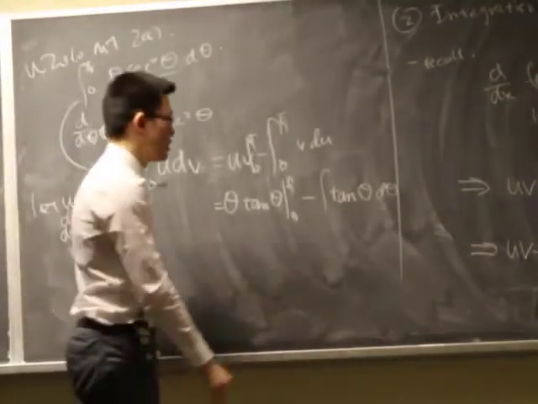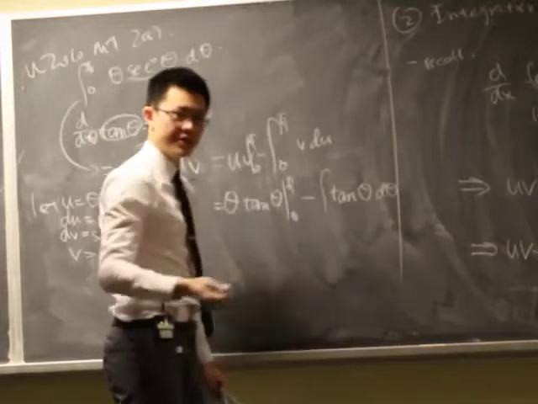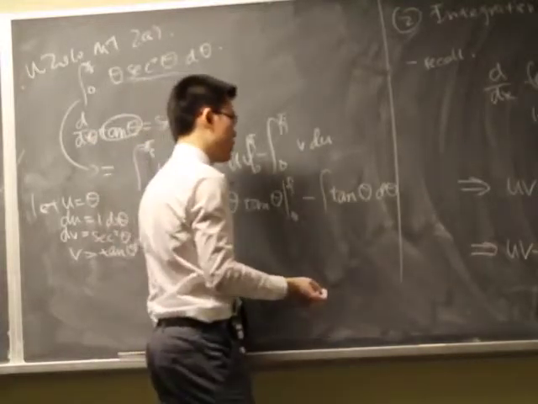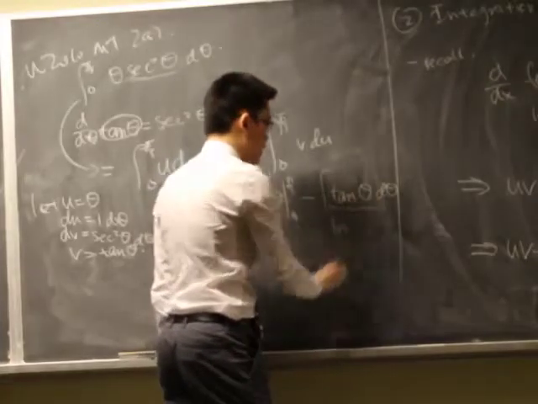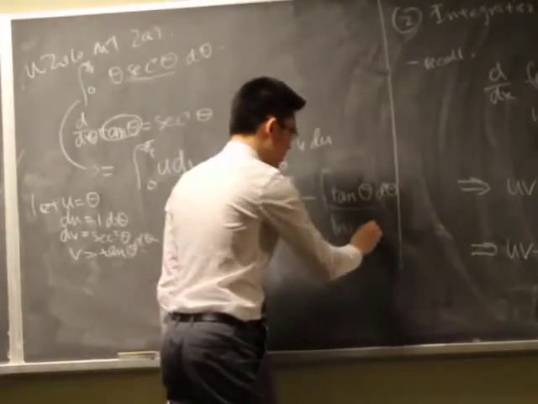From this point on, you can use the list of common trigonometric integrations that I gave you earlier, and realize that this tangent integral is just ln of secant of x, I believe.